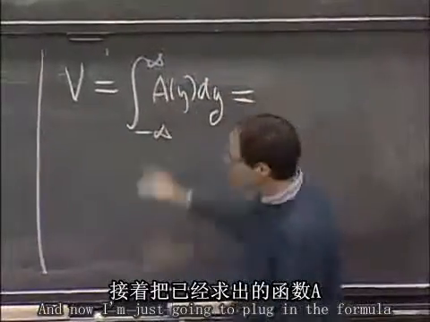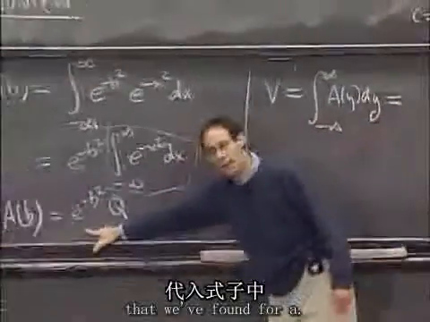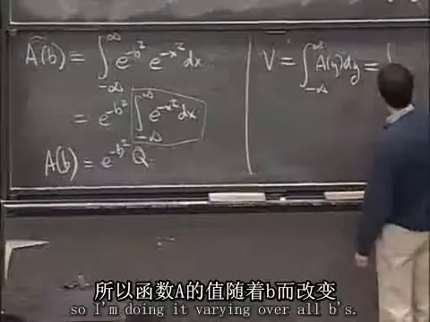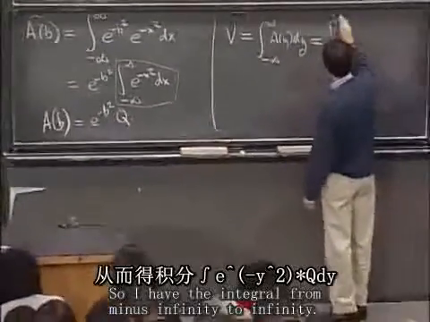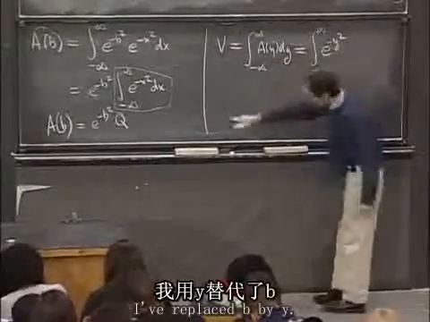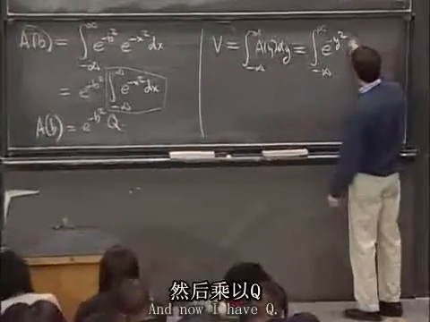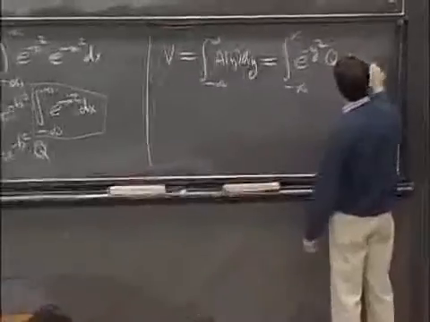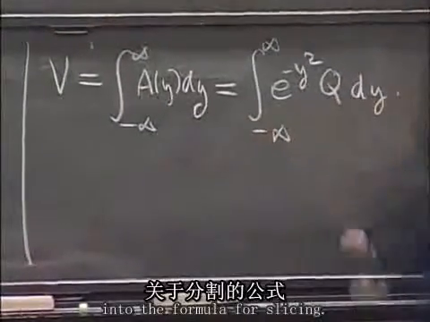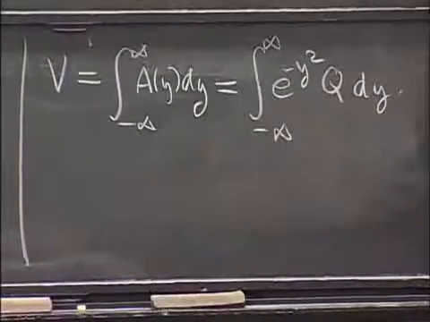And now I'm just going to plug in the formula that we found for a. Now I'm doing this for each b, so I'm doing it varying over all b. So I have the integral from minus infinity to infinity. And here I have e to the minus y squared. I've replaced b by y. And now I have q, and I have dy. I just recopied what I had over there into the formula for slicing.